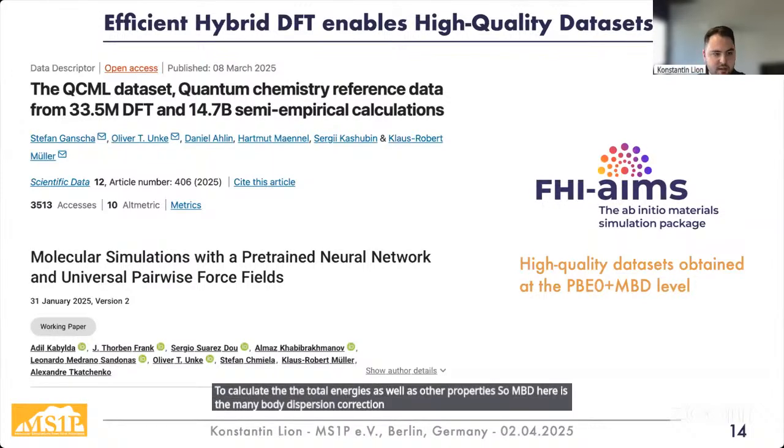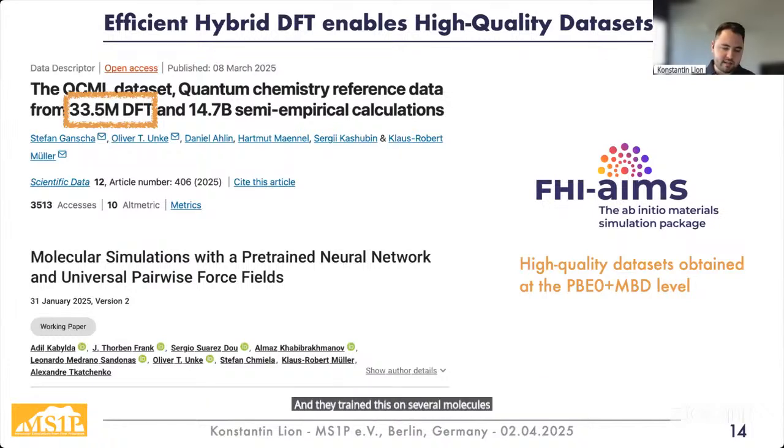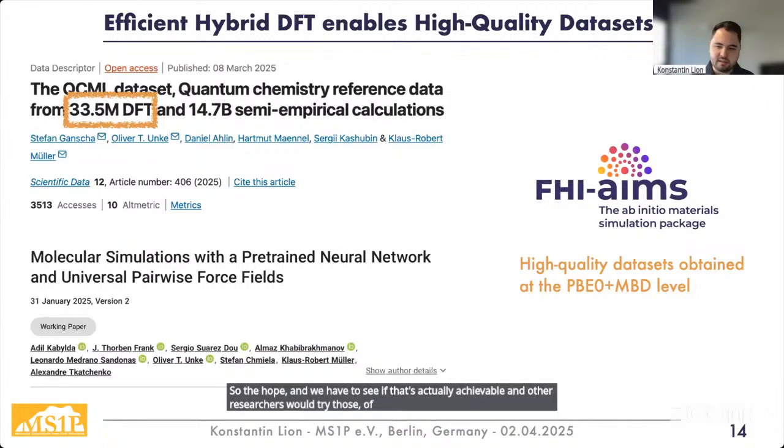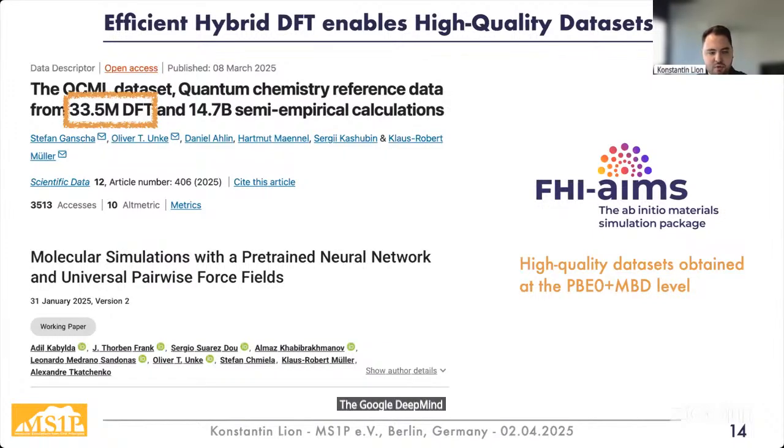And the first paper that we show here actually has 33.5 million FHI-aims DFT calculations in the database. And they trained this on molecules with elements all over the periodic table. So the hope, and we have to see if that's actually achievable, and other researchers would try those, of course, is to have a foundation model based on hybrid level DFT. So we'll see what comes out of this data set, but I think this is quite an exciting development already. So this is work here from the Google DeepMind team, also in the group of Klaus-Robert Müller.